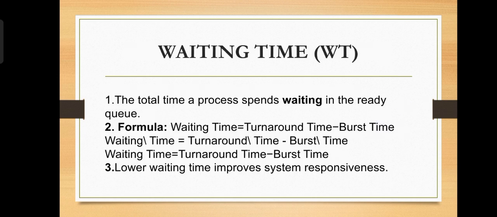Next is the waiting time, the total time a process spends waiting in the ready queue. If the process needs to be processed and it spends time waiting in the queue, that is known as waiting time. Its formula is turnaround time minus burst time. Lower waiting time improves the response of the system.